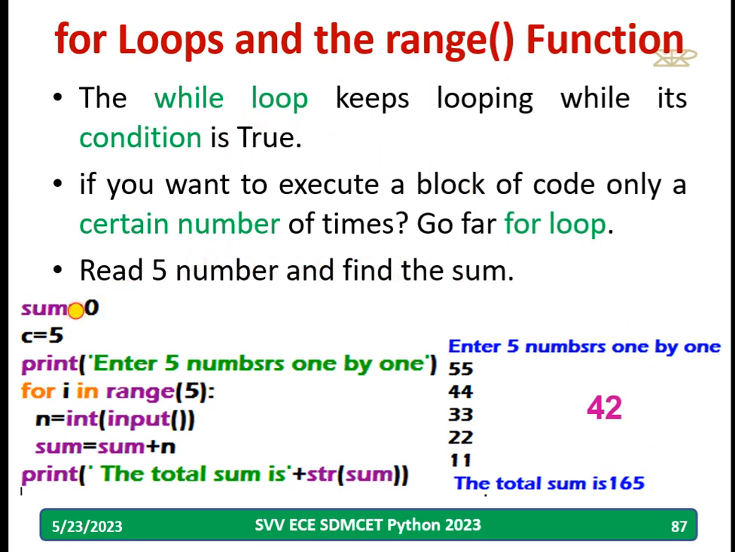This is the simplest program. Sum equal to 0, I am initializing. Count equal to 5, I am taking 5. Printing the message, I am reading it in the loop. This indent is there, remember this. And n equal to input, I am converting into int. And sum equal to sum plus n, I am just adding. This is a for loop. I know how many times it has to repeat. Always it will repeat count minus 1. It will start from 0, then 1, 2, 3, 4. So this is the total sum that I am getting. Pause the video and try to go through the slide and understand the program.